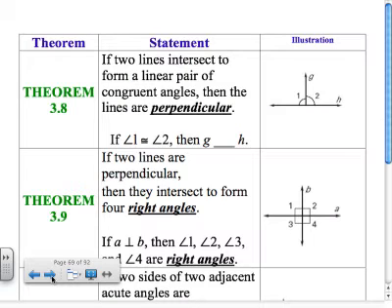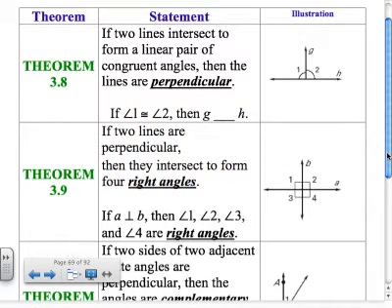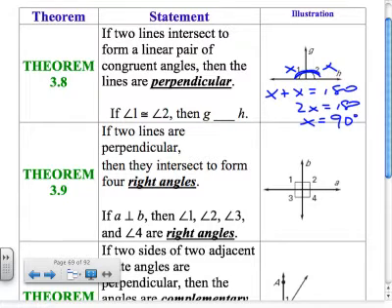So a couple different theorems here, and I don't expect you to memorize Theorem 3.8, Theorem 3.9, and all of those different things. The first theorem says if two lines intersect to form a linear pair of congruent angles, then the lines are perpendicular. Should make sense. If these two angles form a linear pair and they're the same measure, then if we call this one x, this one's got to be x. So x plus x equals 180, so 2x equals 180, and if you divide both sides by 2, each angle has a measure of 90 degrees. So if angle 1 is congruent to angle 2, then these two lines have to be perpendicular.